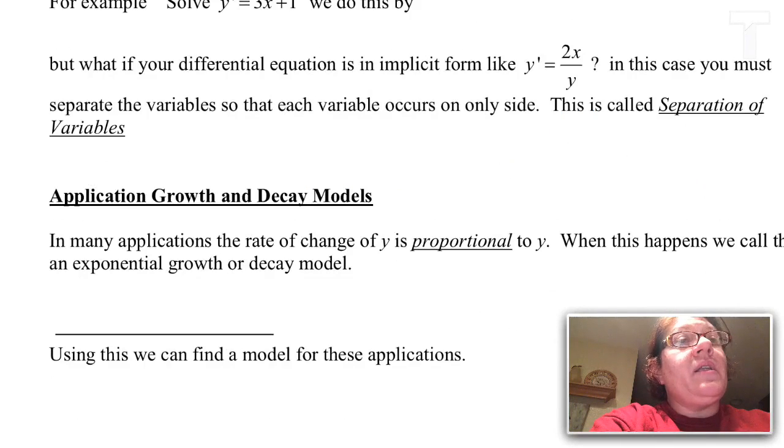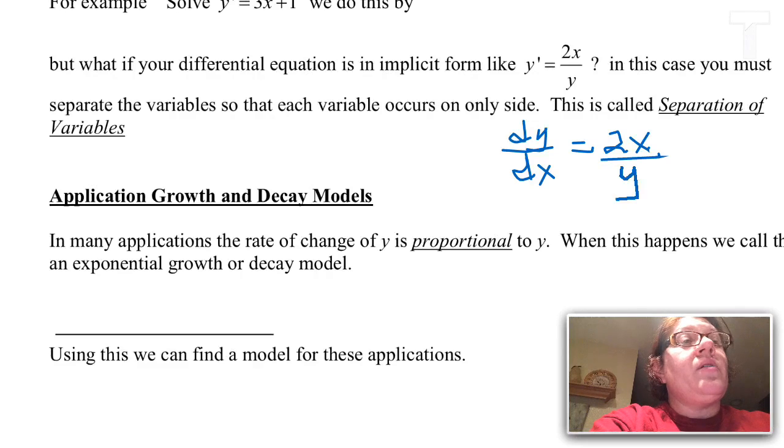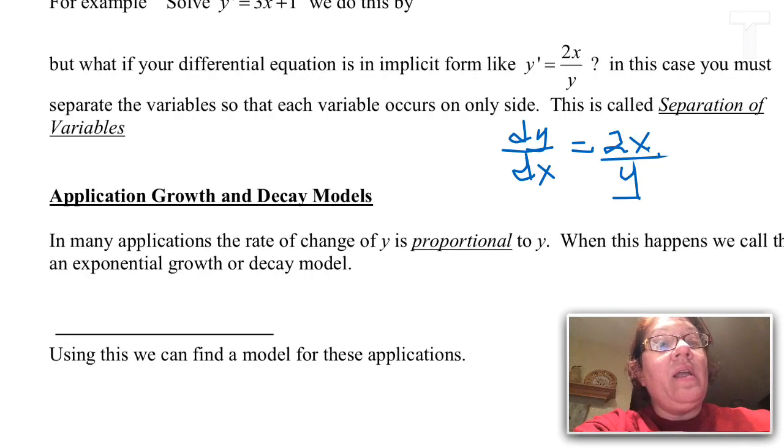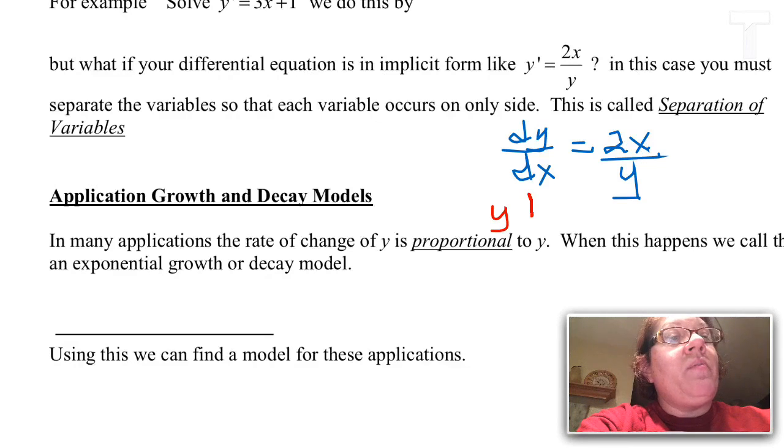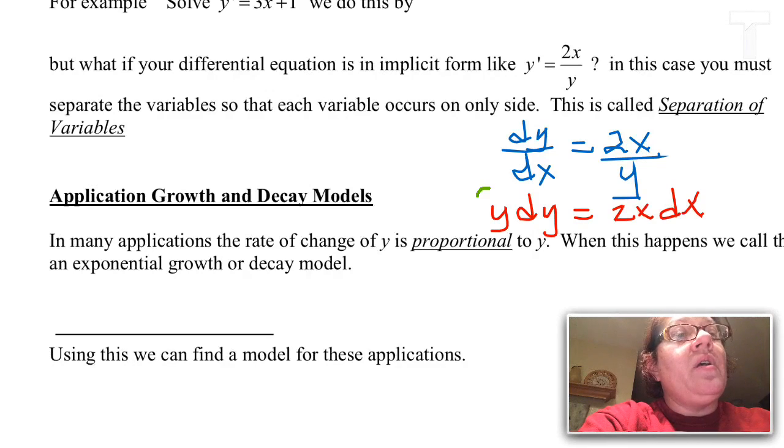So of course, if I take this second one, remember that's really dy/dx, and I have 2x and y. And so I'd like to get all the y's on the left and all the x's on the right. And I can make that magic happen relatively easily. Multiply both sides by y, multiply both sides by dx. Oh my gosh, look how easy that was. And so now I can integrate.